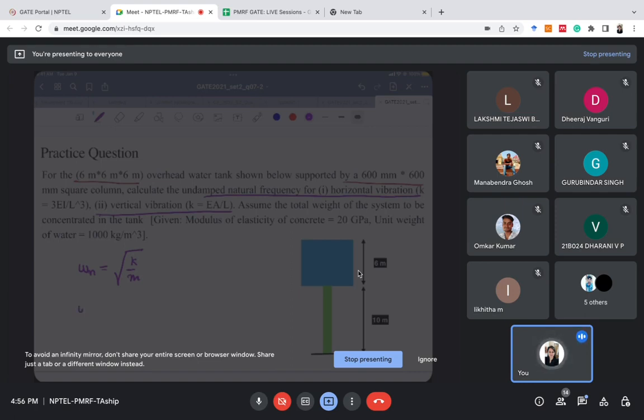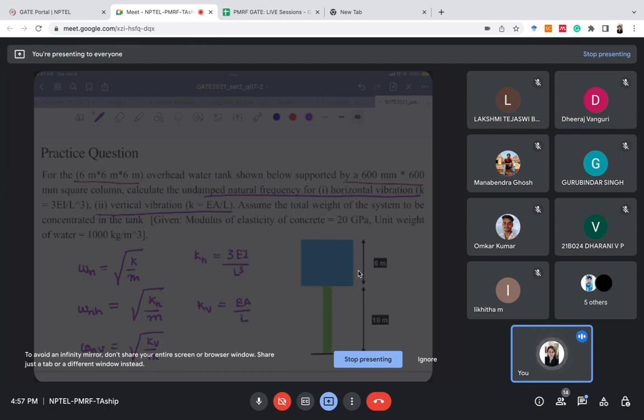They have asked two things: natural frequency for horizontal vibration and natural frequency for vertical vibration. The natural frequency for horizontal vibration will be under root of k horizontal by m simply, and the natural frequency for vertical vibration will be under root of k vertical by m. Just put in the formula. K horizontal is given as 3EI by L cube. Even in this case, you don't have to find a k equivalent. And k vertical is given as EA by L.